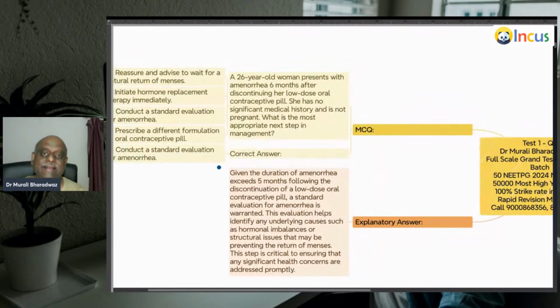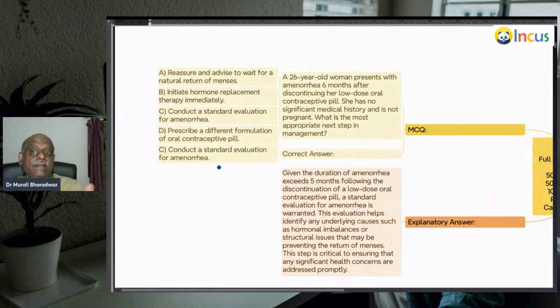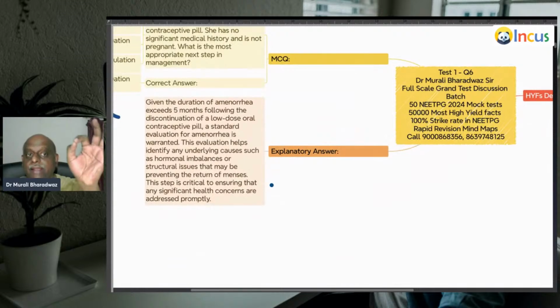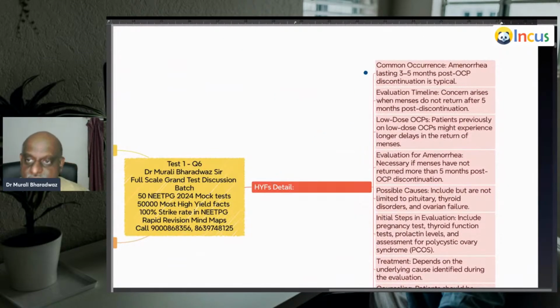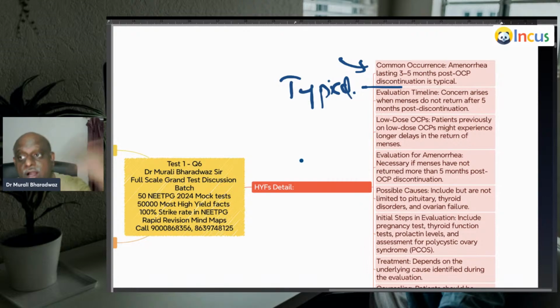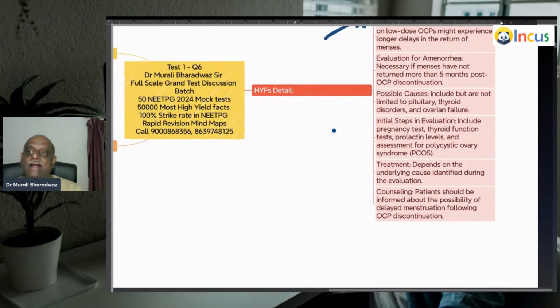A 26-year-old with amenorrhea 6 months after discontinuing a low dose oral contraceptive pill. What do you want to do? You need to evaluate for amenorrhea. So when do you want to evaluate? Amenorrhea lasting 3 to 5 months after OCP discontinuation is typical. But beyond 5 months after discontinuation, if there is amenorrhea, you need to evaluate it, is what you need to remember.